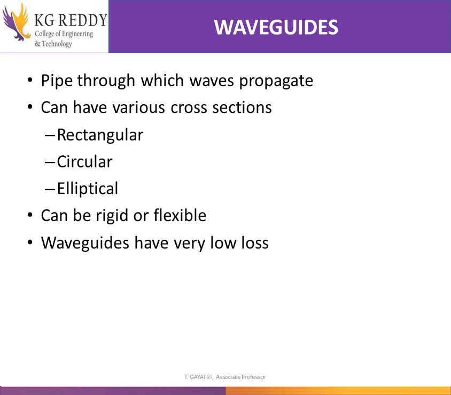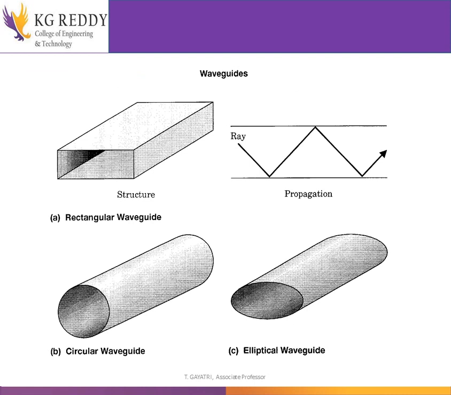What is a waveguide? A waveguide is a pipe through which the wave propagates. It can have various shapes like rectangular, circular, elliptical. It can be a rigid or a flexible structure. Waveguides have very low loss. This is an example of a rectangular waveguide. It looks like this, and a circular waveguide and an elliptical waveguide. The wave in the waveguide propagates through reflection.